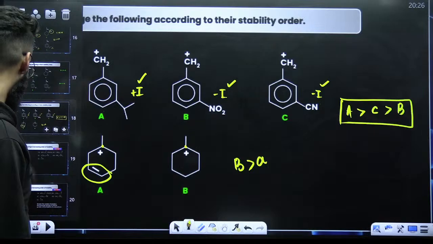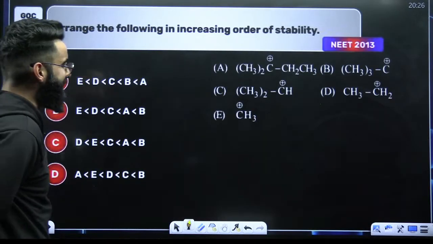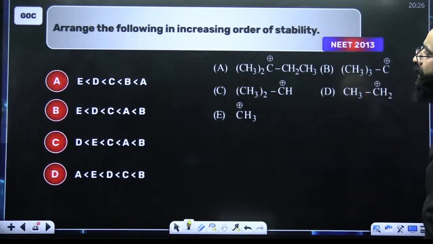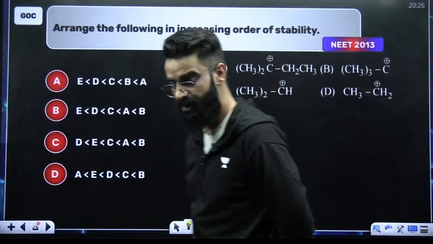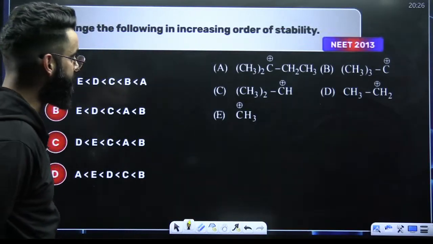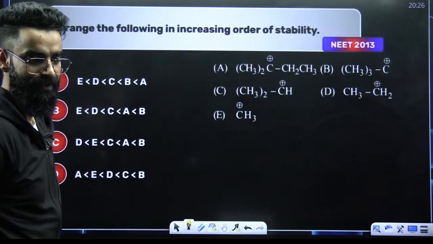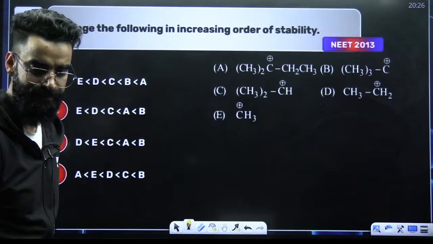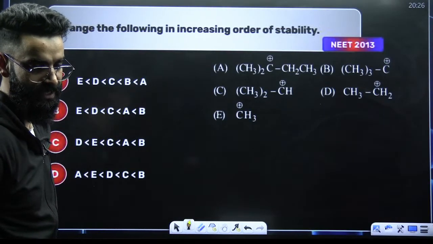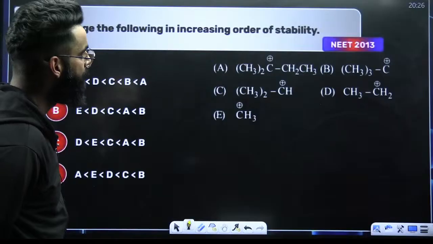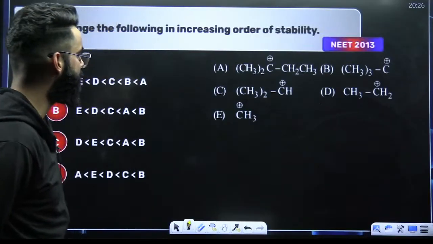Let's move on to one more. The question asked in your NEET 2013. Arrange the following in the increasing order of their stability. These are again the carbocations which are given to us. We have to arrange them on the basis of their stability. Quickly, guys. You can use your hyperconjugation concept. More the alpha hydrogens, more is going to be the stability of the carbocation, right?